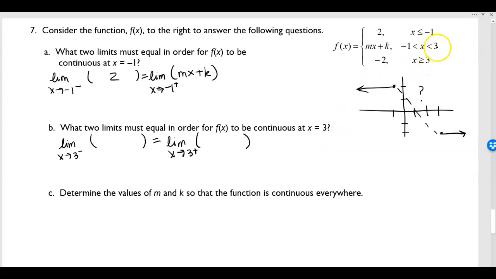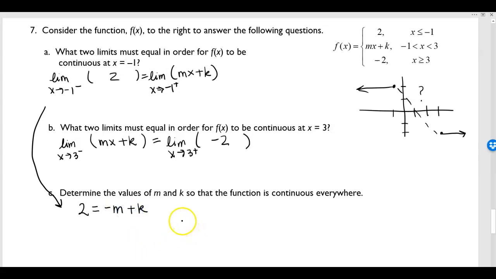And so to the left of 3 is mx plus k, and to the right of 3 is -2. So we're going to keep those limit statements in mind to help us determine the values of m and k. So my first statement from A, if those two limits are equal, let's actually evaluate them. And so I would think about plugging in -1. There's no variable here, and so that means that limit is just 2. On the right side, the limit as x approaches -1 from the right of mx plus k, I'm plugging in -1 for x. So that's equal to -m plus k.